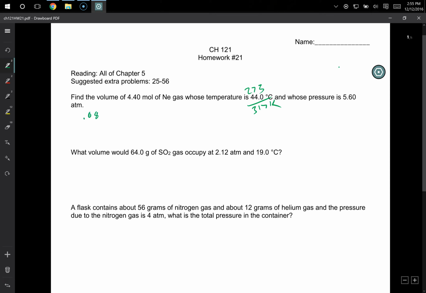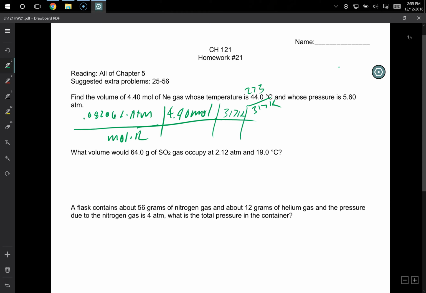So 0.08206 liter atmospheres per mole Kelvin. And so then I'm going to throw 4.4 moles here, and then I'm going to put 317 K here, and then I'm going to put 5.60 ATM here. When I do that, my Kelvins cancel, my moles cancel, my ATMs cancel. The only unit I have left is liters, so I'm going to end up with something in liters.